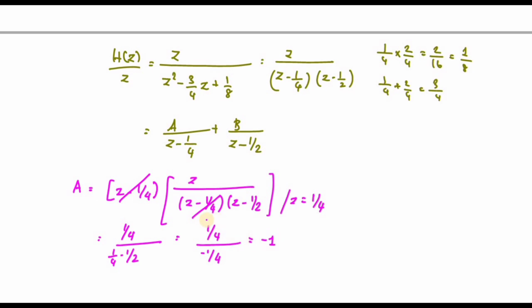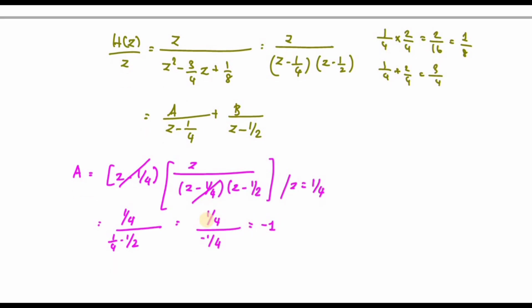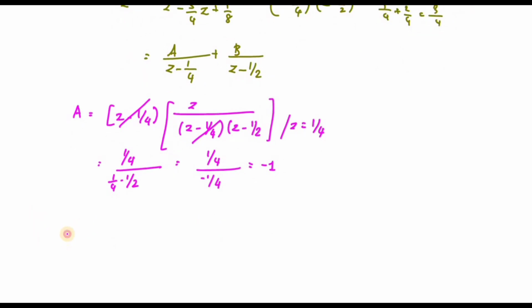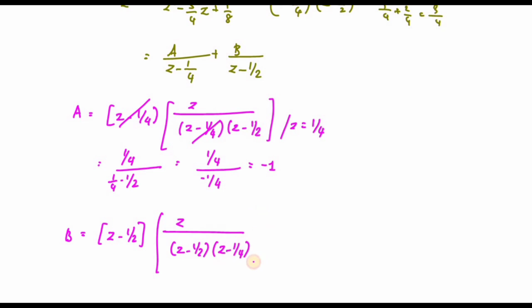So A is equal to minus 1, and to find B, again you have to multiply Z minus 1 by 2 with the whole term, right? Z divided by Z minus 1 by 2 into Z minus 1 by 4. So here you have to substitute Z is equal to 1 by 2. So these two terms get cancelled out. So you will get 1 by 2 minus 1 by 2 minus 1 by 4. So you multiply, you will get 1 by 2 divided by 1 by 4. That is equal to 2. Okay.